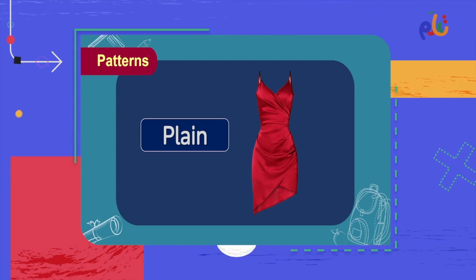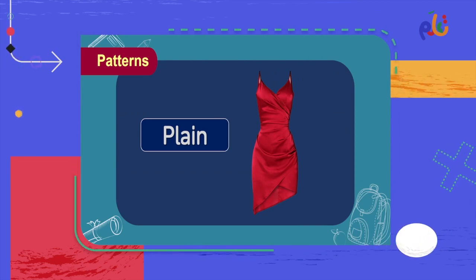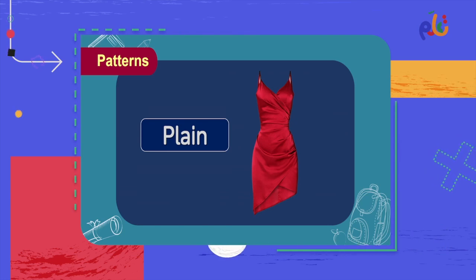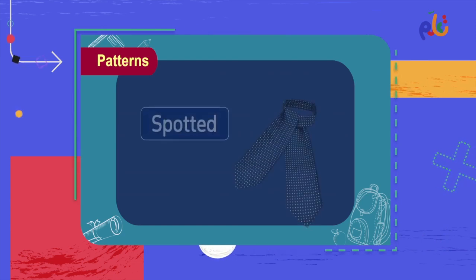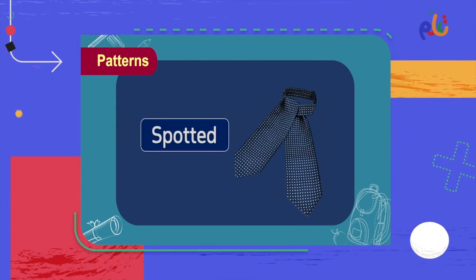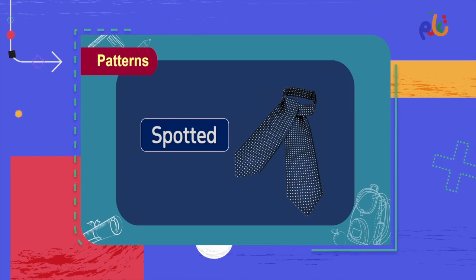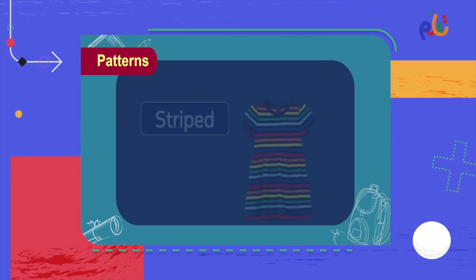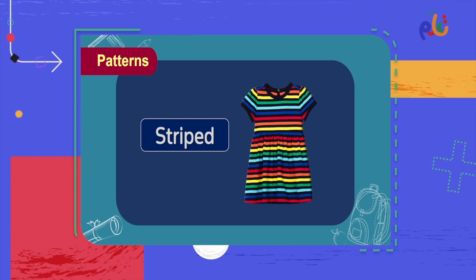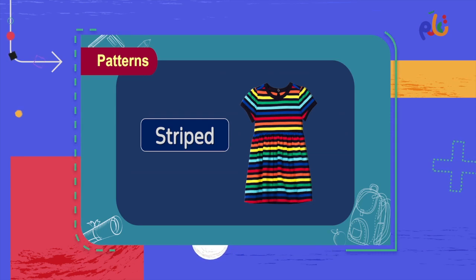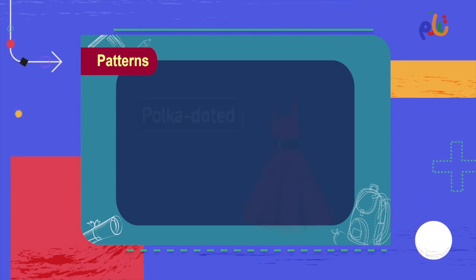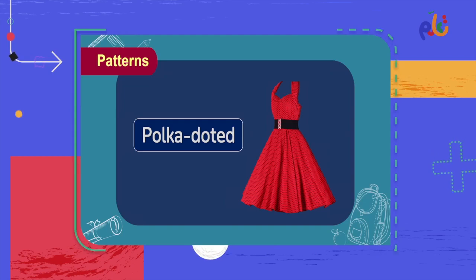And we have plain. Plain without any printing. البلين ده اللي هو حاجة سادة ما عليهاش أي kind of printing. And we have spotted. Spotted اللي هي بتبقى منقطة نقط صغيرة. And striped. Striped, which is lines. So striped for lines. And we have polka dotted. Polka dotted that has big dots. اللي بيبقى فيها منقطة أو نقط كبيرة.